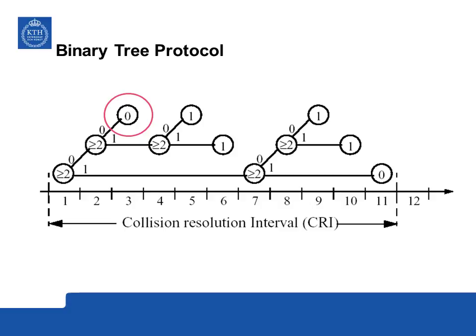So we have to go back to the original collision and look now at the ones that flipped 1, and so on, and then we keep on going until we reach the final leaf of the tree where the collision resolution interval ends.